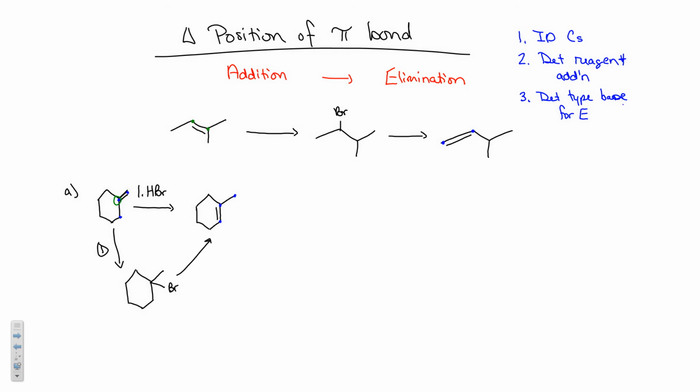So I did an addition, now I have to do an elimination. What type of elimination is this? Is it Zaitsev or is it Hoffman? It's Zaitsev. So we want a non-sterically hindered base. So sodium hydroxide, ethoxide, methoxide, it doesn't matter. Any of those will work.